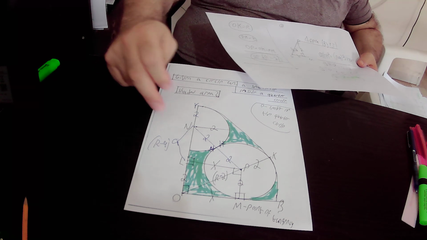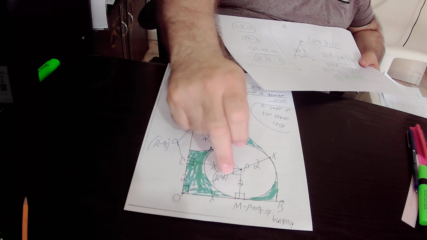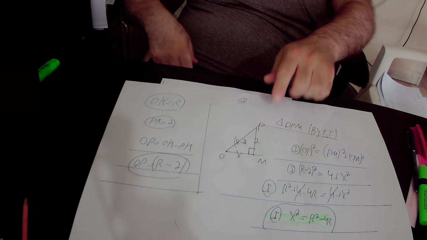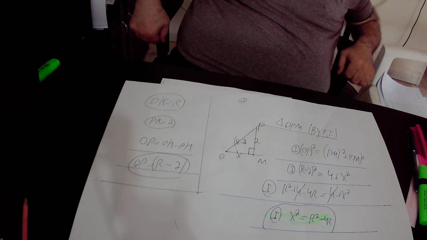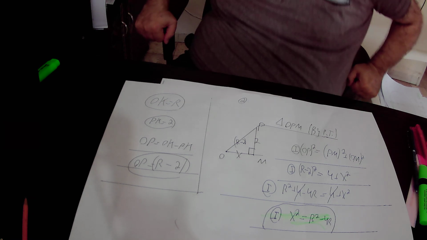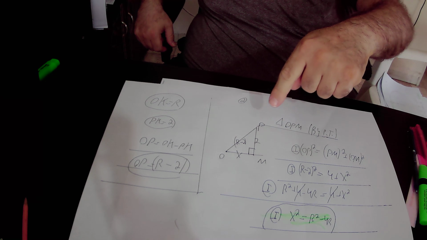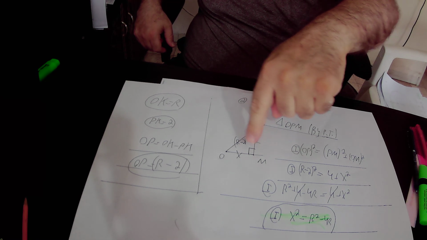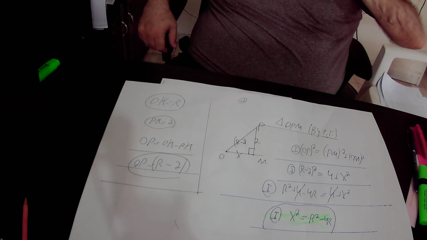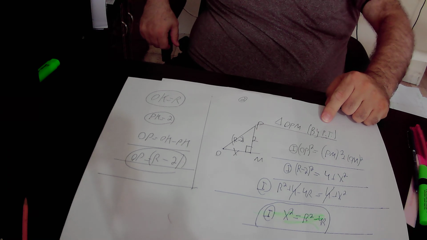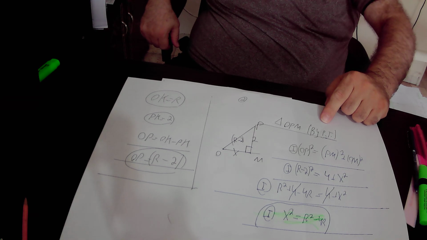Now, we implement the Pythagoras theorem on the right triangle OPM. We copy the right triangle OPM here, and we implement the Pythagoras theorem on this right triangle OPM. The hypotenuse OP is R minus 2, PM equals 2, and OM equals X. So according to the Pythagoras theorem, PT is an abbreviation for Pythagoras theorem, the square of the hypotenuse equals the sum of the squares of the perpendiculars.